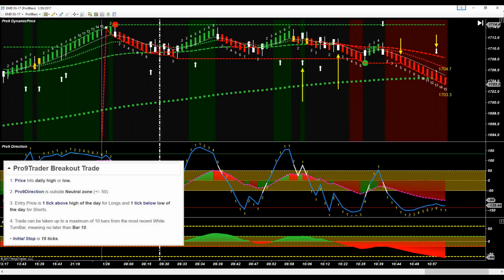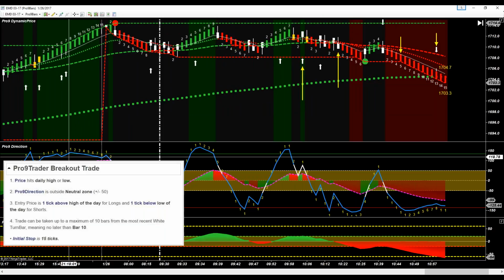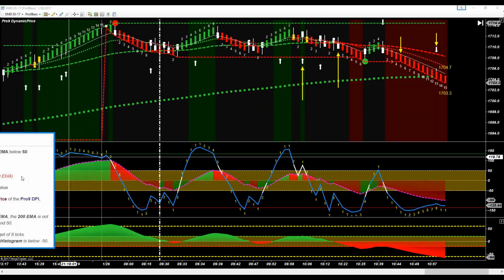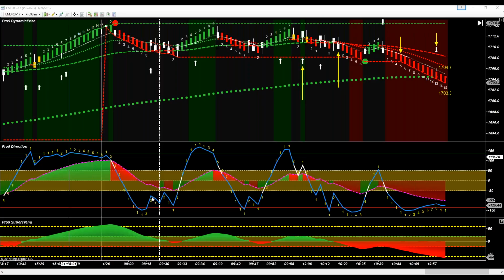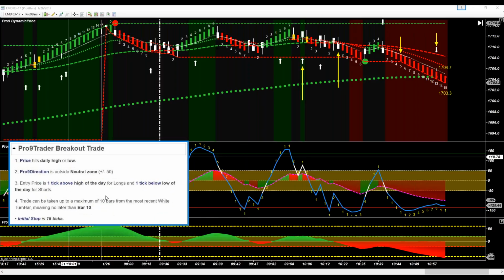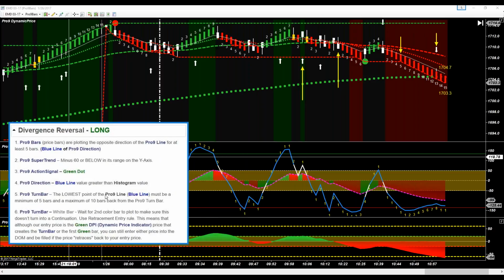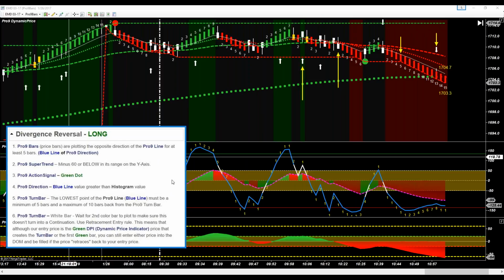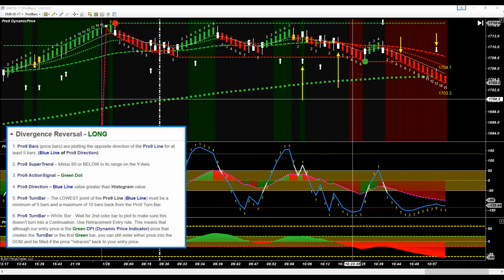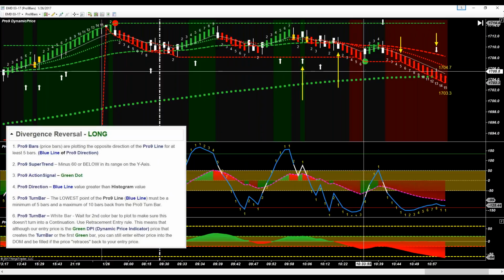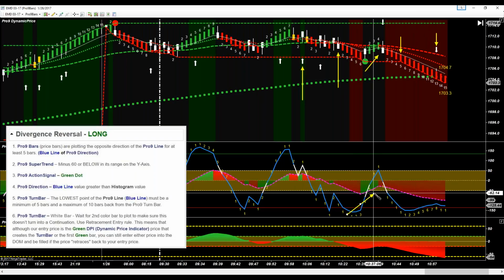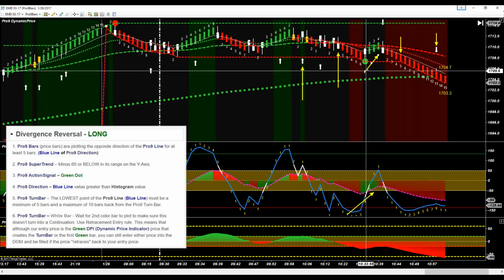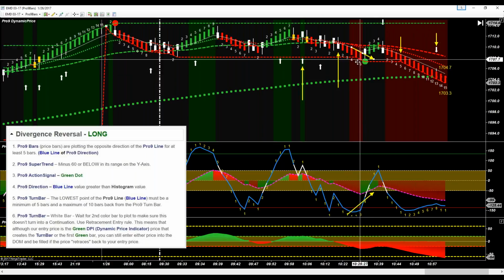So let me briefly cover the divergence reversal rules. I see one that's almost qualified, so I just want to compare it and cover what we're looking for in a divergence reversal.